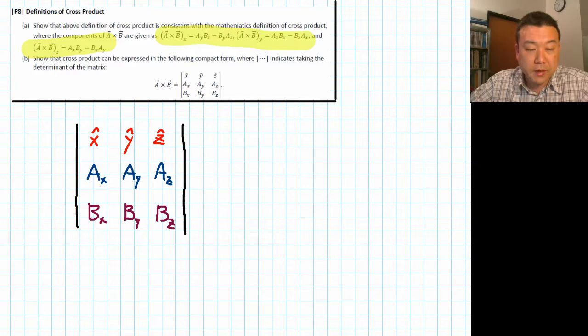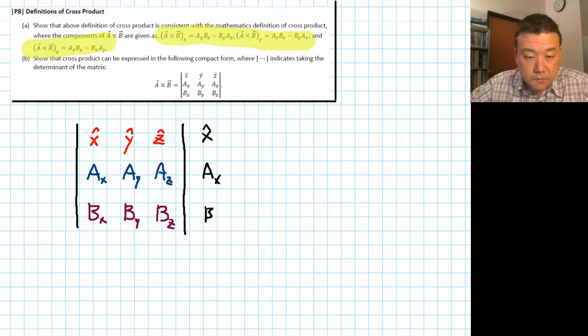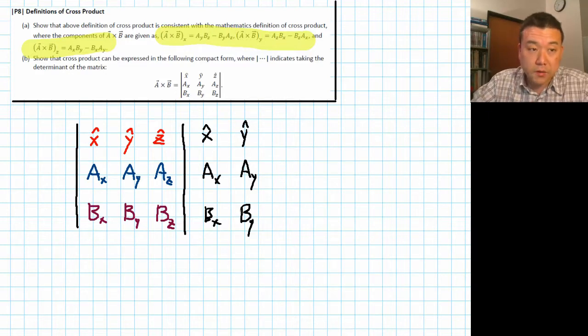When you try to calculate the determinant, the trick is this. You copy over two of the columns here so that you can do the next procedure I'm going to describe. Let me copy them over here: x hat, Ax, Bx, y hat, Ay, By. All right, once you have done that, this is the procedure.